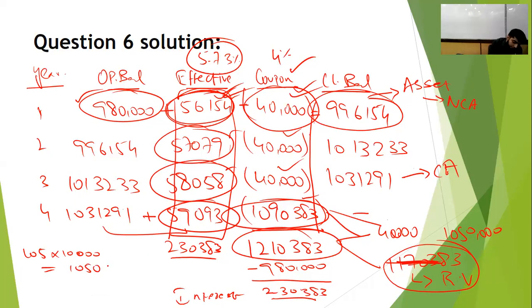So in the last year, you are getting two payments. Number one, the coupon amount, and the other is the redeemable value. So 10,90,000 is basically the coupon plus redeemable value. Always remember, whenever you are in the last year, you will be getting two payments: the coupon plus redeemable value. Mustafa, is it clear? And this 12,10,000 definitely includes both the principal amount and interest.